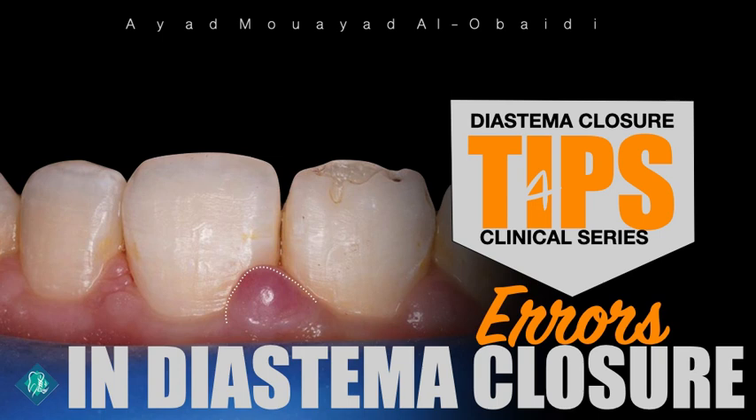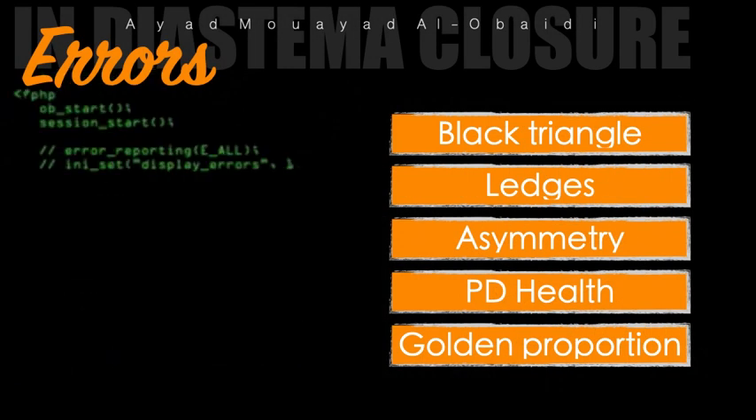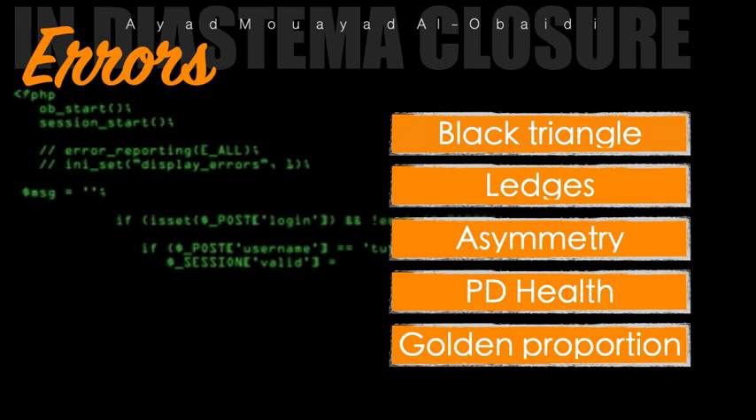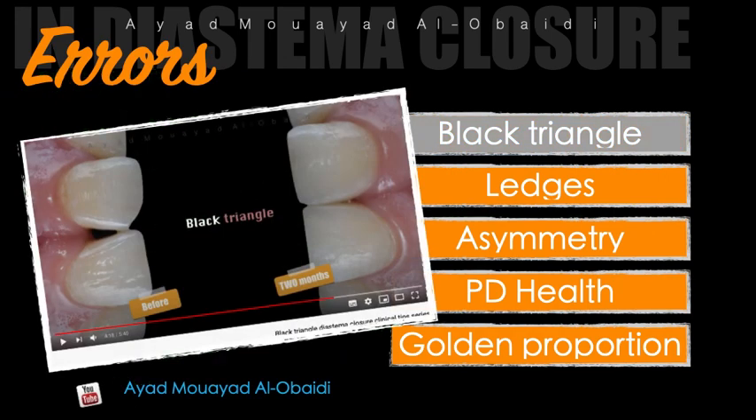With this video, I will describe some of the errors that might occur during closing the diastema. And here we have some of these errors. Regarding black triangle, I explain all the details in a separate video on my YouTube channel, and I will leave the link in the description.